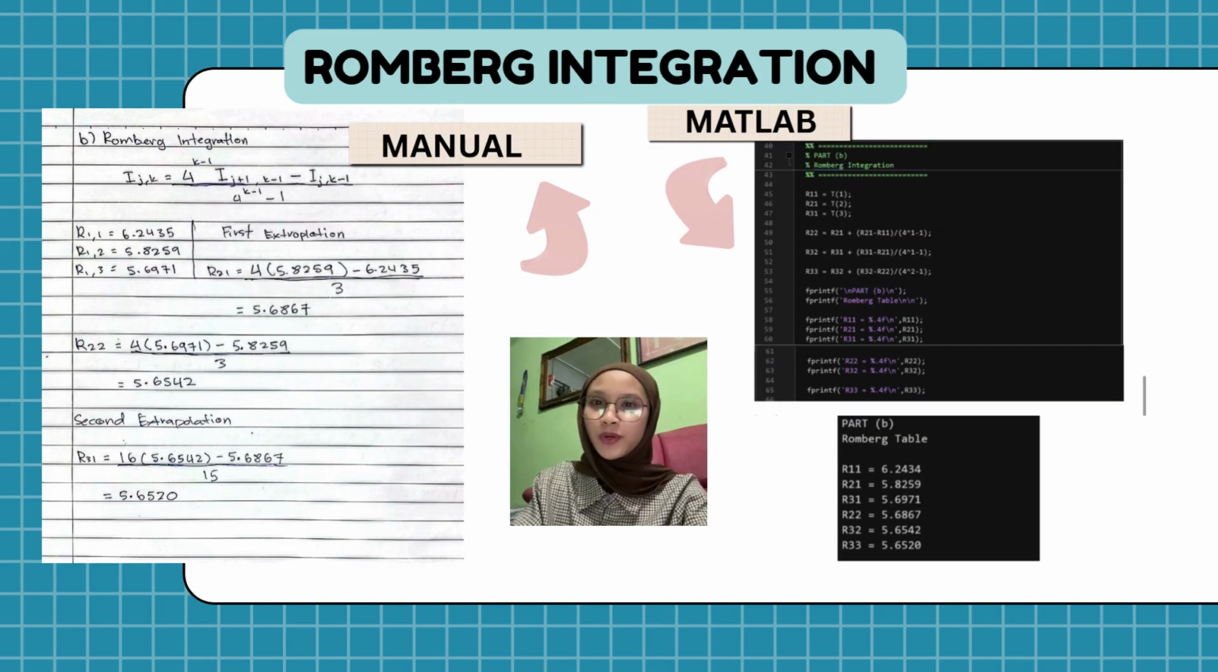After that, we use Romberg integration. Romberg integration improves the trapezoidal rule by applying Richardson extrapolation. Instead of calculating the integral again, it combines the previous trapezoidal results to reduce numerical error and improve accuracy. The final Romberg result is 5.650, which is very close to the true value.